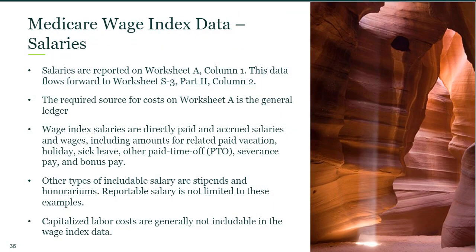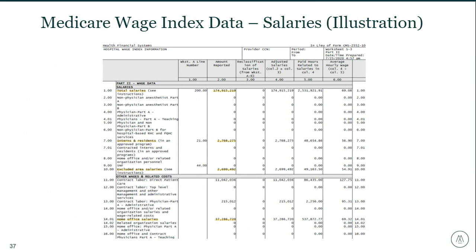Medicare wage index salaries. The wage index salaries flow from worksheet A, column 1 to S3, which come from your respective general ledger and include directly paid and accrued salaries, PTO, holiday, severance, and bonus pay. Please note, capitalized labor costs are generally not included in the wage index data. Here's an example of the S3 with total salaries.